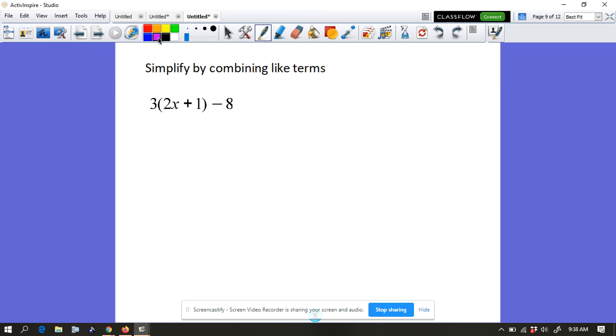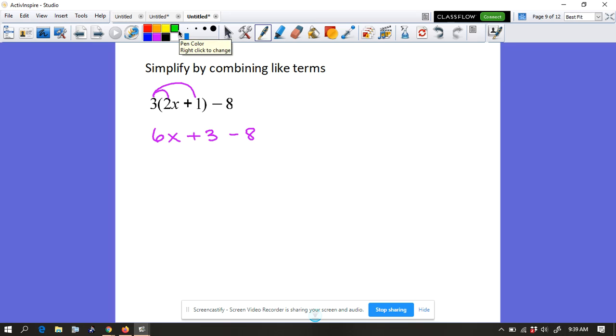So first we actually have to distribute. When you distribute, remember you are multiplying. So 3 times 2 gives me 6. Bring down my x. I have to distribute to everything in the parentheses. So I have 3 times 1, which gives me plus 3. Bring down the minus 8.